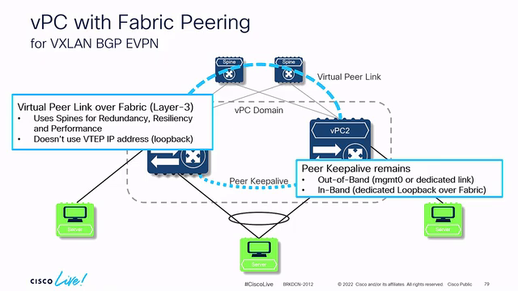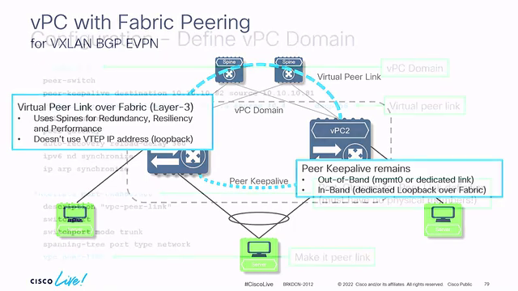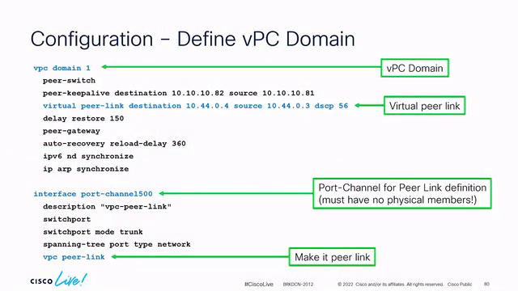So how do the VPC peers know that this is fabric peering? We configure the VPC domain, and we define a virtual peer link. This virtual peer link will have its own loopback, kind of a third loopback, with its own IP address, which will be used to mark destination and source for the particular peer link or virtual peer link. And then we define an interface port channel, which doesn't have any physical member ports. So no physical links will belong to this port channel.